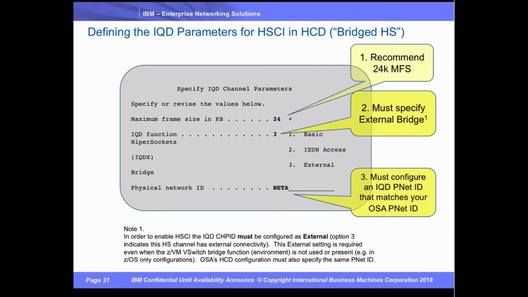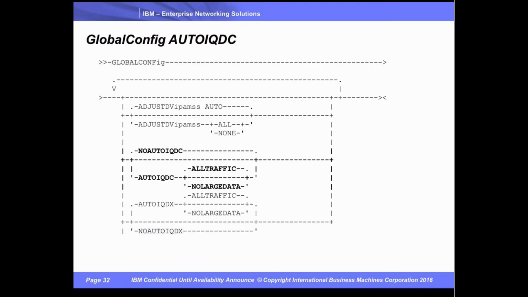All right, moving on to slide 32. This is just the global config auto IQDC parameter that we touched on. It shows you the railroad track view of it, and I will point out that the default is disabled, no auto IQDC. If you want this functionality, you must specify it.